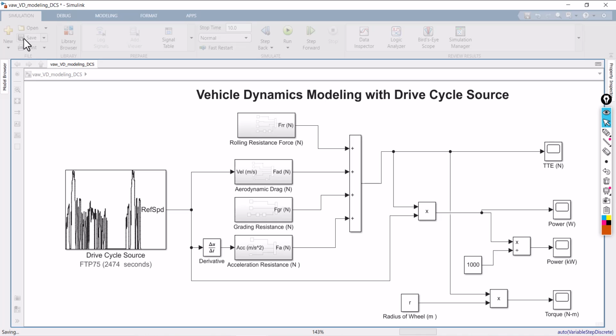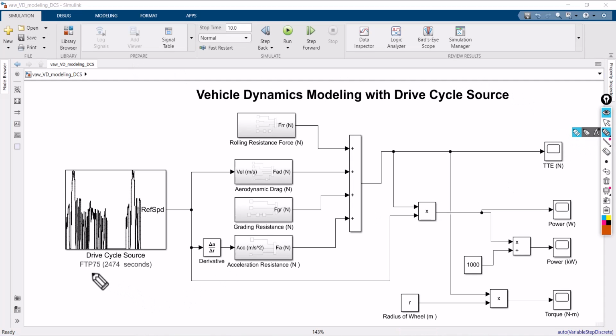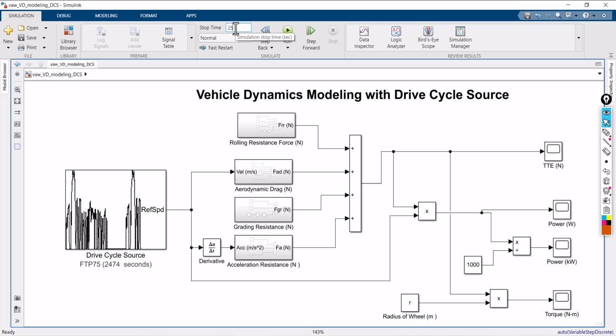So one more thing, it's very important. Whatever the input value I'm having is 2474 seconds, but whatever the stop time mentioned here is 10 seconds. Make sure that this is also a minimum of 2500. Then only it will give you the complete output. Otherwise, it will give you only zero output. Okay.